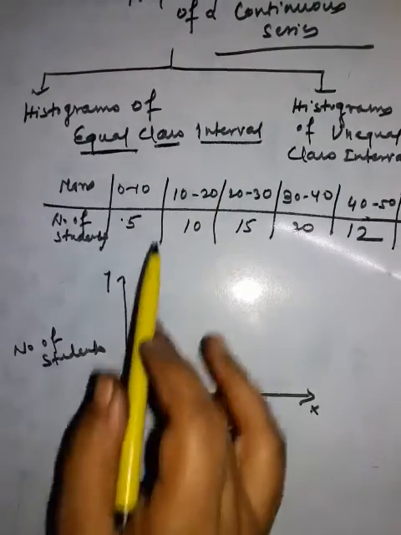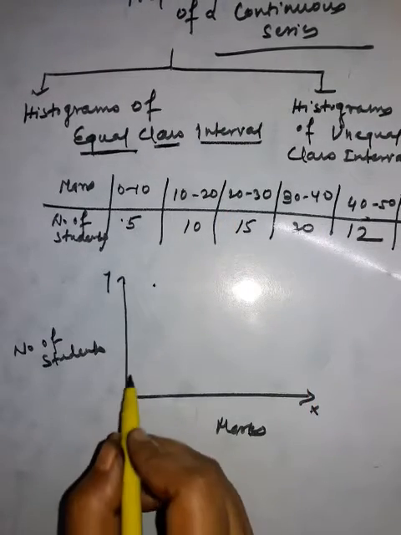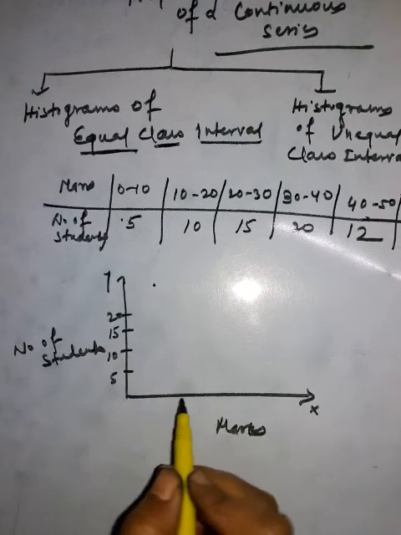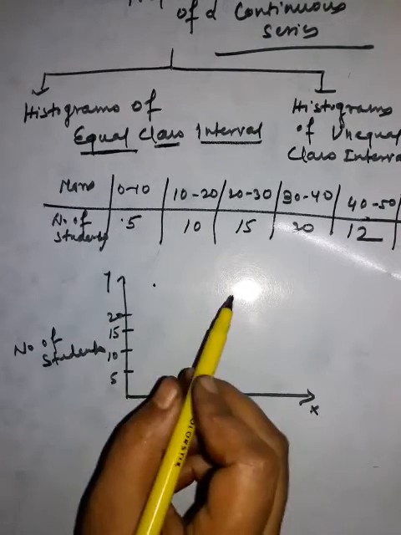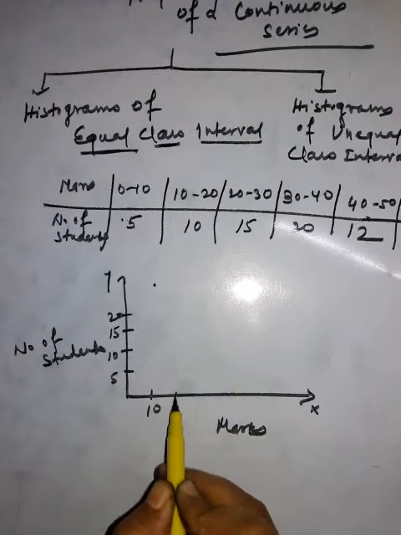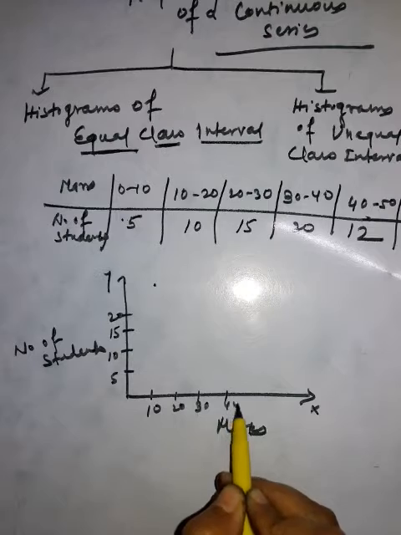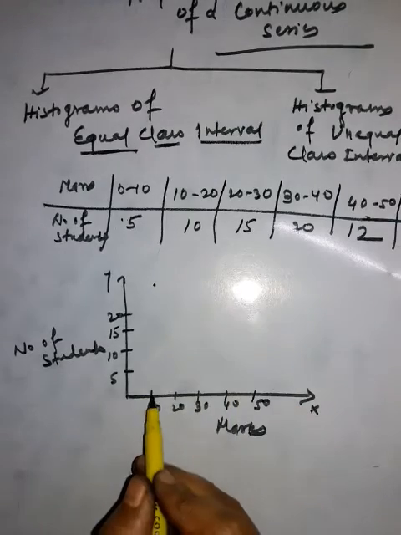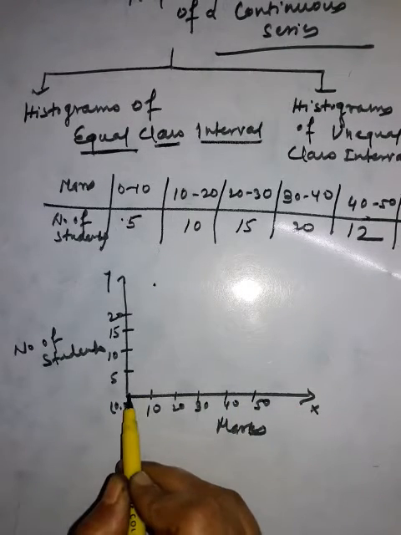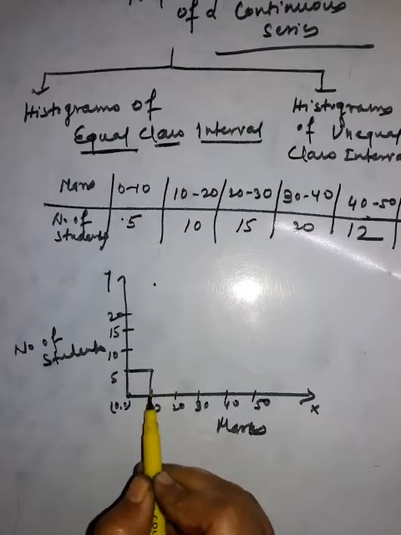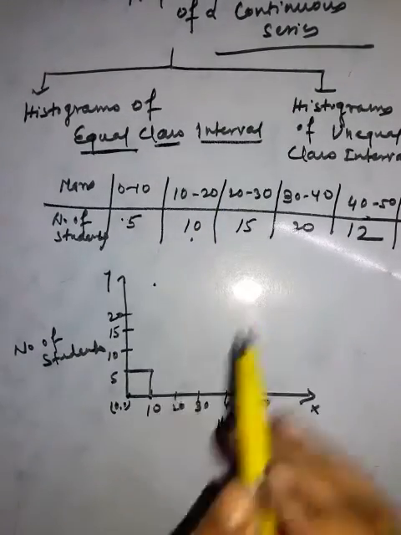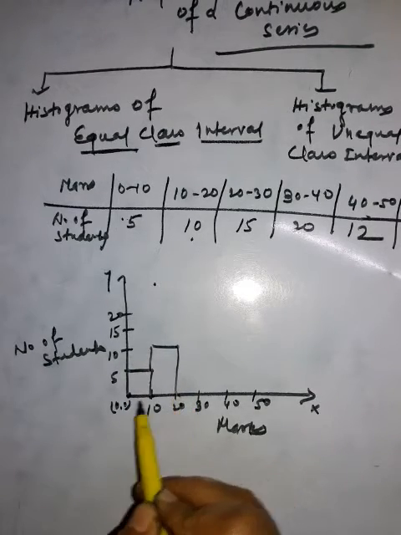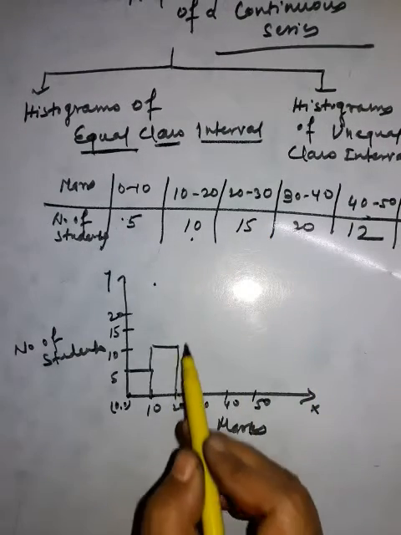Here is equal class interval, 10, 10, 10 is the class interval. So first 5, then 10, then 15, then 20. Maximum is 20. Now on the x-axis, 10 again, here 20, 30, 40, 50. The first is 0 to 10, that is 5. Now 10 to 20, that is 10. Then 20 to 30, that would be 15.